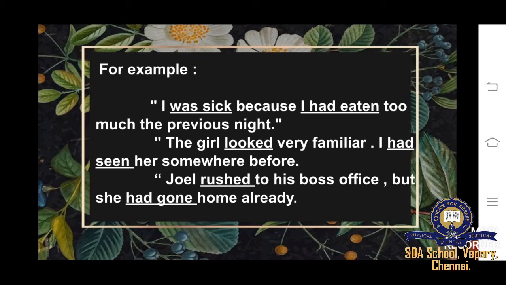Fourth one, Joel rushed to his boss' office, but she had gone home already. She, meaning the boss, had gone home already. So when Joel rushed to see her, she wasn't there. As you see, the past perfect tense is really easy. Just remember that when we have two actions, we use the past perfect if we want to clearly indicate which happened first. We do this to avoid confusion in order of events.